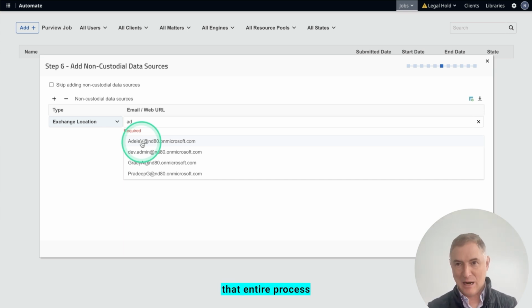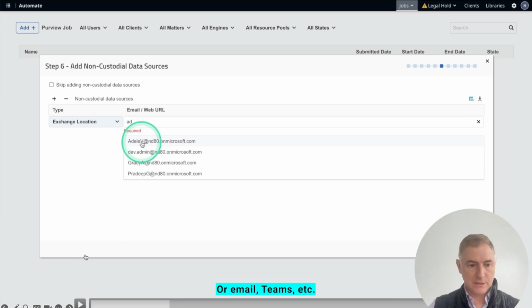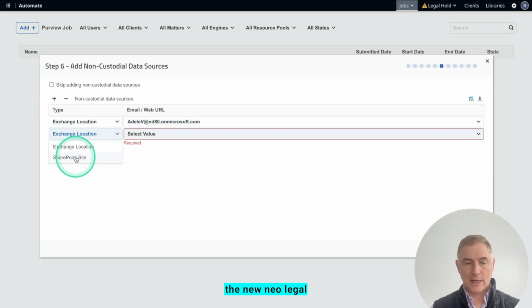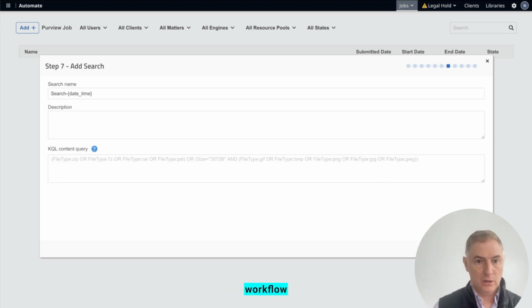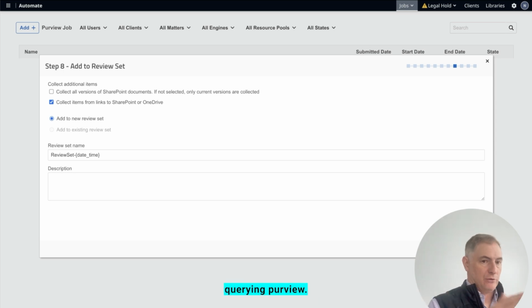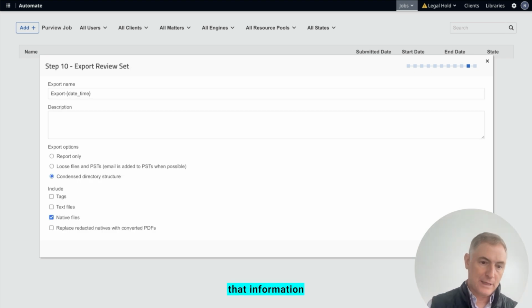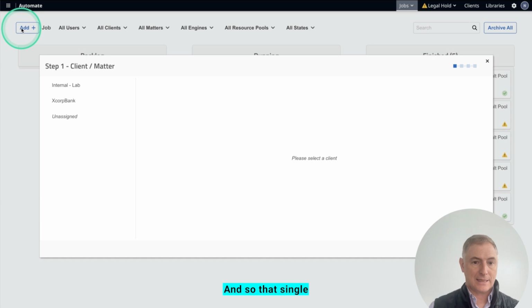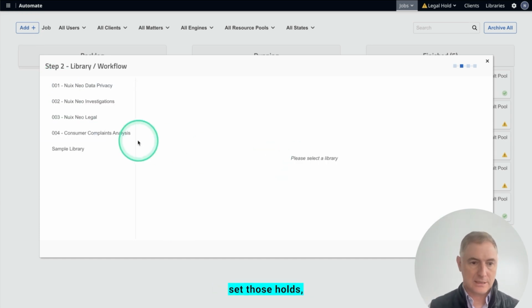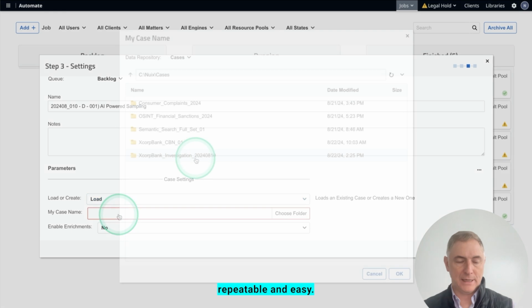So we've simplified that entire process by allowing you to set those jobs up in Nuix Neo, pick your users from M365, define if you want SharePoint, OneDrive, or email, Teams, etc., all within the Nuix Neo legal and automate UI. By being able to define all of this, you've essentially created a singular workflow that will go completely end to end. You're querying Purview, you're running the Purview search APIs, you're gathering that information, you're packaging it, you're downloading it, you're pulling that information together, and then you're able to process that data, all as a single simple automated workflow. That allows you to run from end to end. You could set those holds, drive that data, process it, run the entire thing, and again make that consistent, repeatable, and easy.